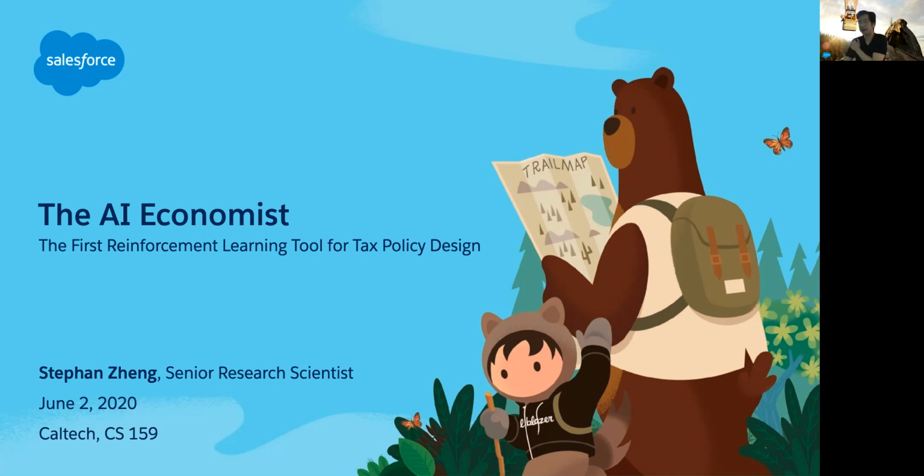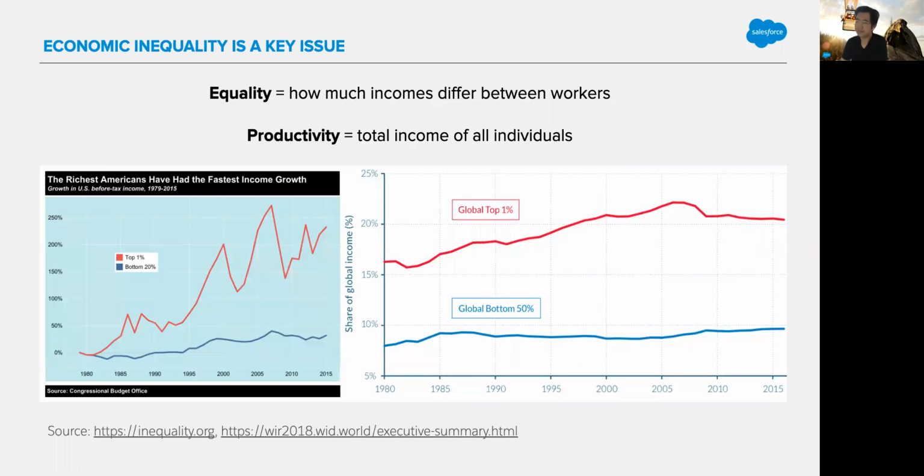And today I'm really happy to tell you about this project I've been working on with my team at Salesforce called the AI Economist, where we try to apply reinforcement learning for tax policy design. And the reason we've done this is that we've really thought about how we can use machine learning to improve the world in the future.